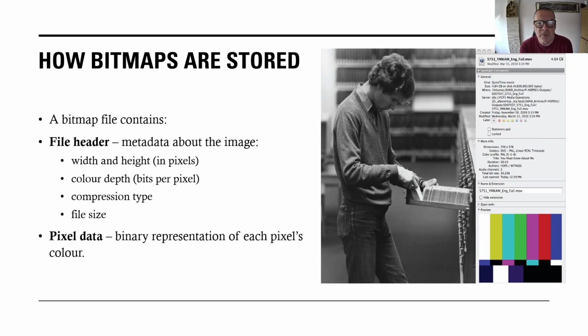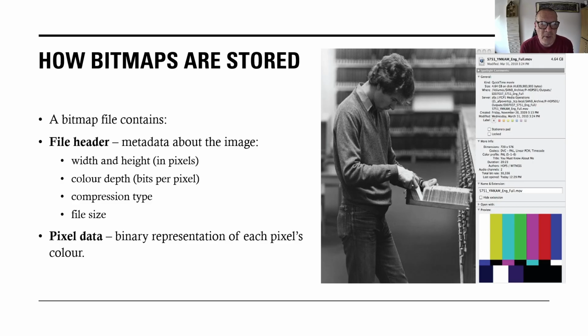In a bitmap, you'll find a file header which contains metadata. Now remember, metadata is just data about data. So in this case, it's data about the image itself. That could contain things like the width, the height, color depth. That's how many bits we use for every pixel. What compression was used, how big the file is, and so on. And you see on the right-hand side there's an example of an image, and it's showing the metadata about the image.